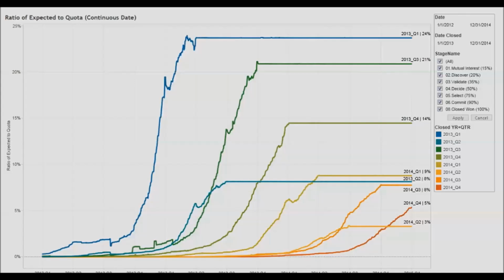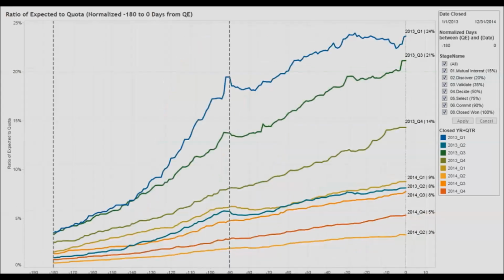Here's that same information, but what we've done is normalized all the periods. So we can see now clearly 180 days out, how does this quarter compare to the quarter before, the year before, and so on. Are we on the same trajectory to hit quota as we were in the previous periods? If not, raise a red flag to our sales executives to ratchet up the sales execution.